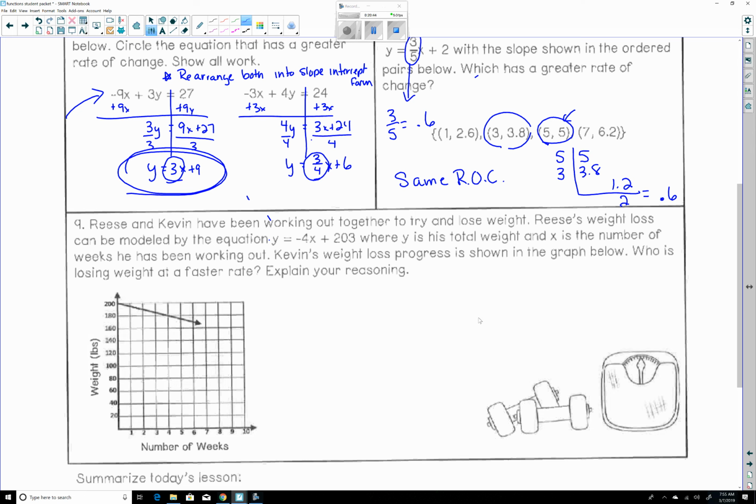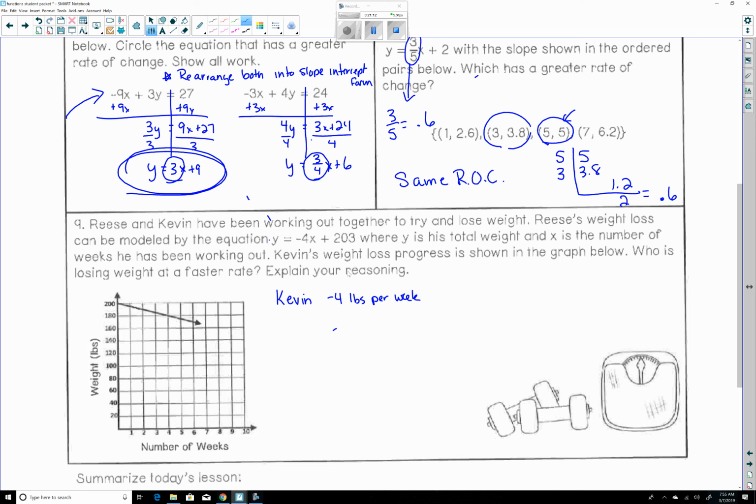Reese and Kevin have been working together to try and lose weight. Reese's weight loss can be modeled by the equation y equals negative 4x plus 203, where y is his total weight and x is the number of weeks he's been working out. Okay, so he's losing, what is this? Negative 4 pounds per week. That's his rate of losing weight.